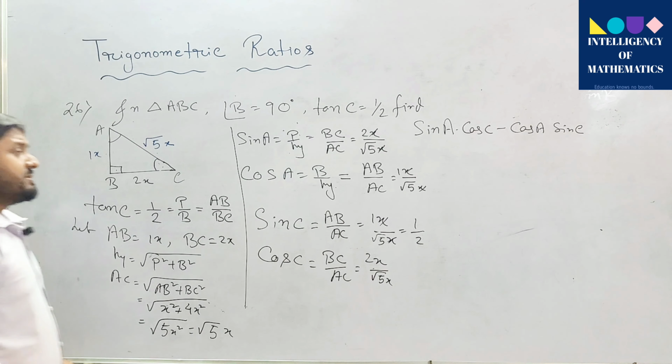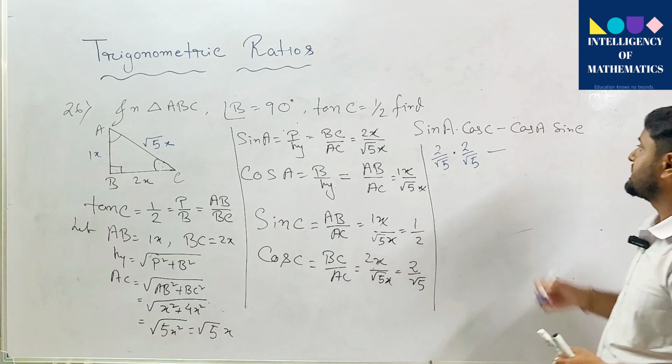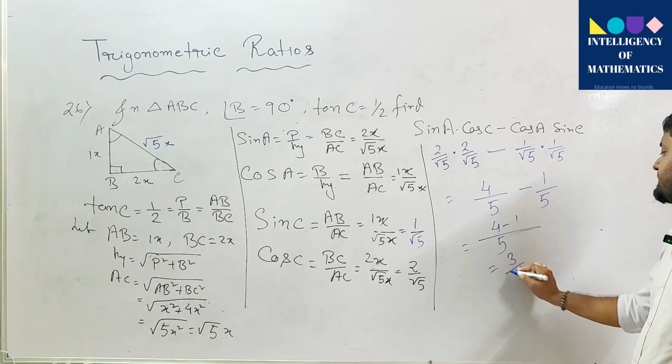All the values which we need, we already got. We just have to put them in that expression. So here it asks sine A's value, that is 2 by root 5, into cos C, cos C's value again 2 by root 5, minus cos A's value, cos A is 1 by root 5, into sin C, sin C's value 1 by root 5. If we calculate, 2 and 2 is 4 by root 5 into root 5 is 5, minus 1 into 1 is 1, root 5 into root 5 is 5. Both the denominators are 5, so 5 will be the LCM. 4 minus 1 is 3.